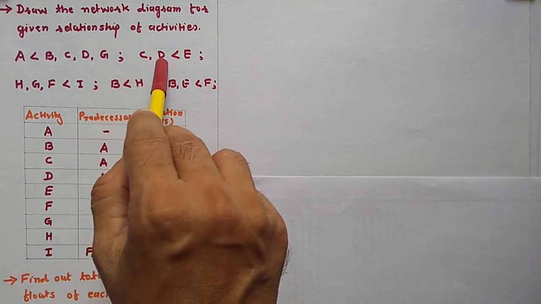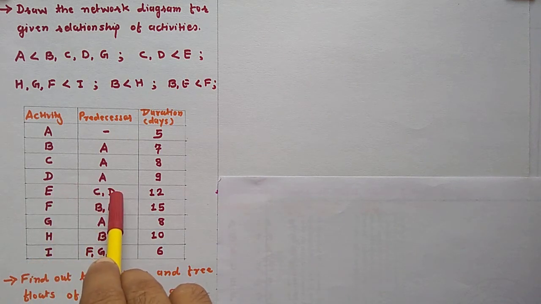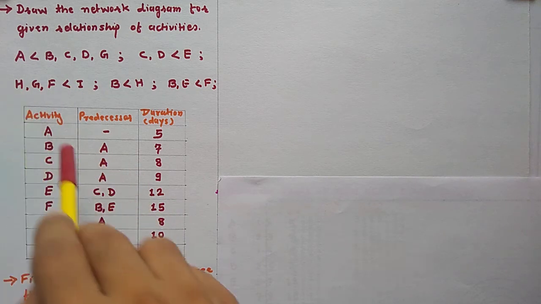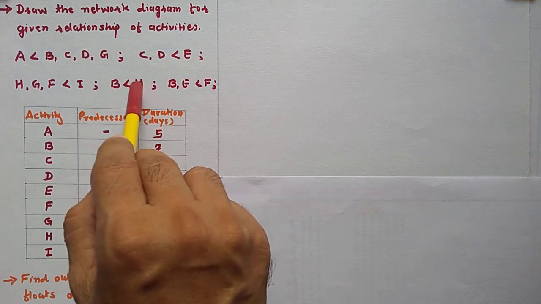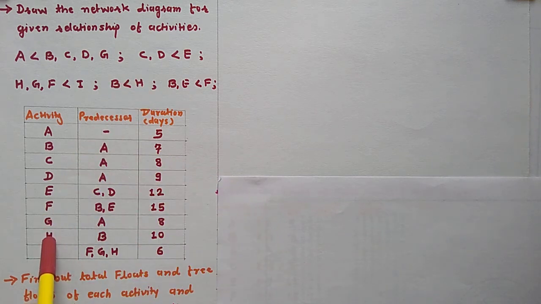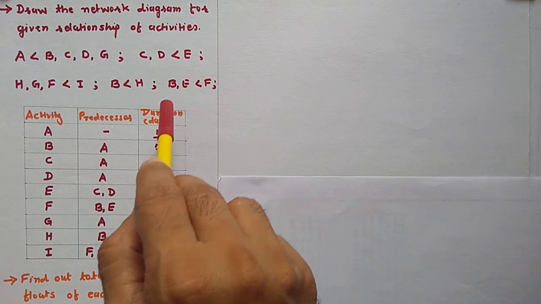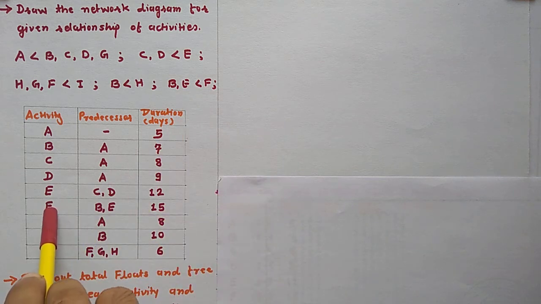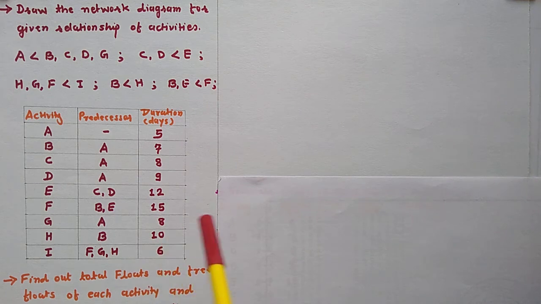Then C and D are the predecessors of E. Then I has predecessors F, G, H. Then activity H has predecessor B. And activity F has predecessors B and E. And the durations are given.